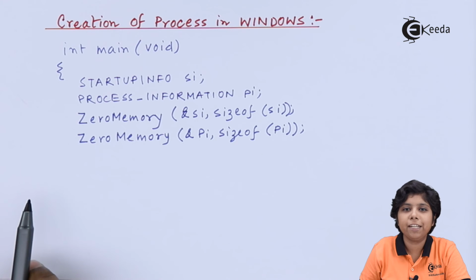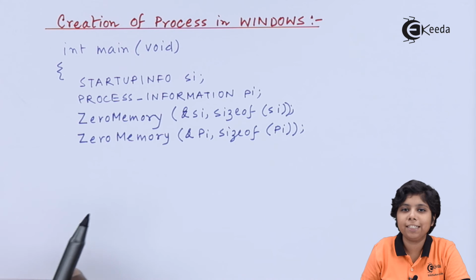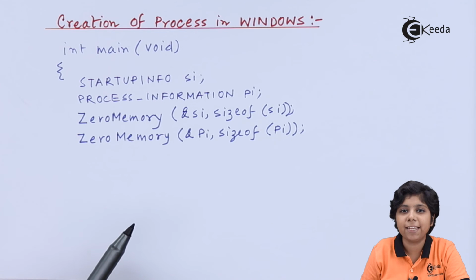Here we are declaring two structures, startup info and process information, and the instances of them as SI and PI. Now inside the ZeroMemory function, or system call, we are passing the parameters: the pointers to the instances of SI and PI, and the size. With the help of that, the memory for the structures can be allocated.